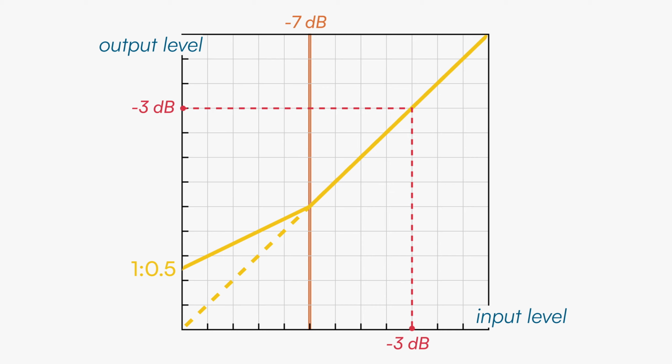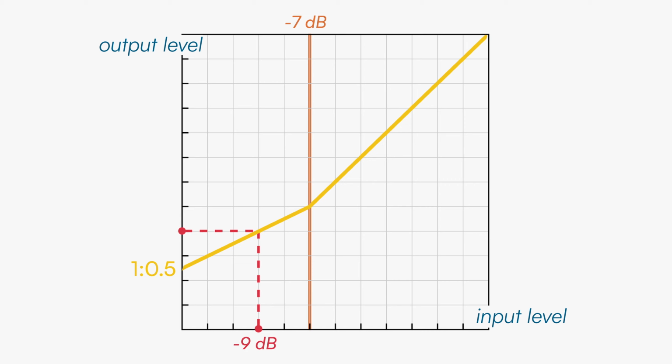If the signal is above the threshold, we don't care because we are in unity gain. As you can see from the graphics, minus 3 dB for the input level, minus 3 dB as well for the output level. But if the signal is below the threshold, like in the following example, we have the input level at minus 9, it will be boosted by 1 dB so that the output is now minus 8 dB.